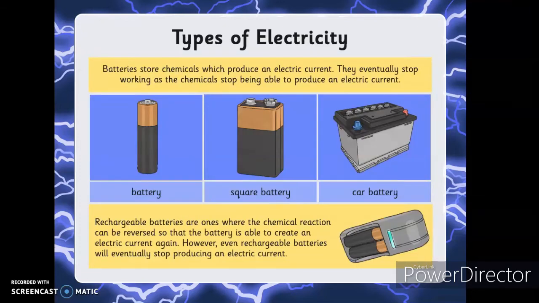Now batteries store chemicals which produce an electric current, and they eventually stop working because the chemicals stop being able to produce an electric current. And then of course there are rechargeable batteries, which is where the chemical reaction that produces the power can be reversed, so the battery can create the electric current again. However, even rechargeable batteries will eventually stop producing an electric current.